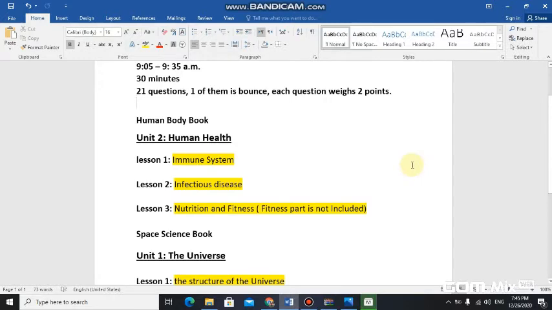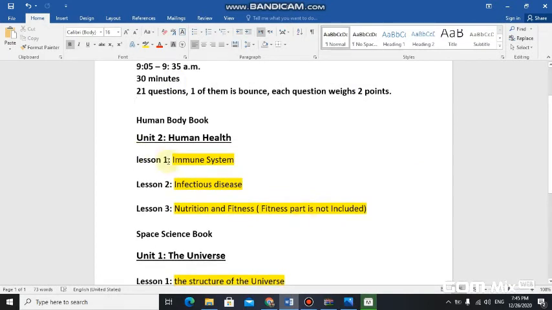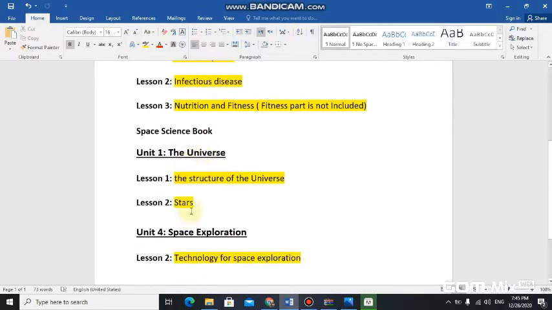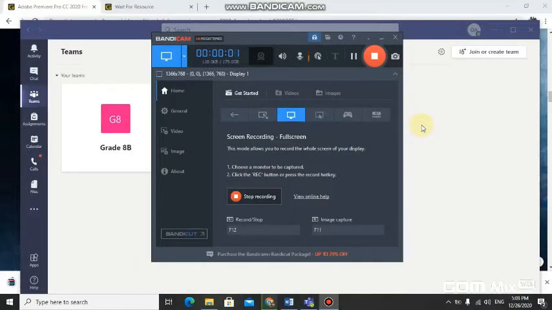The first unit is from the human body book, and the second unit, or the second 3 lessons, from the space science book. So you have the second unit of the human body book called Human Health. You have immune system, infectious disease, nutrition, and fitness. And fitness part is not included. From the space science book, you have 2 lessons from the first unit, which is the universe. You have the first lesson, the structure of the universe and stars. And from the fourth unit, you have the second lesson of it.